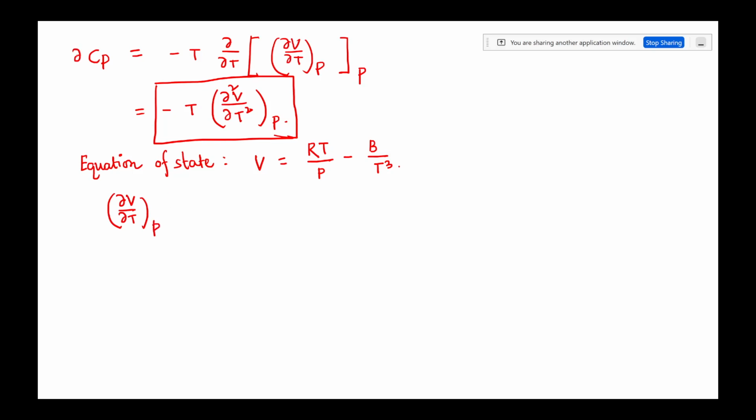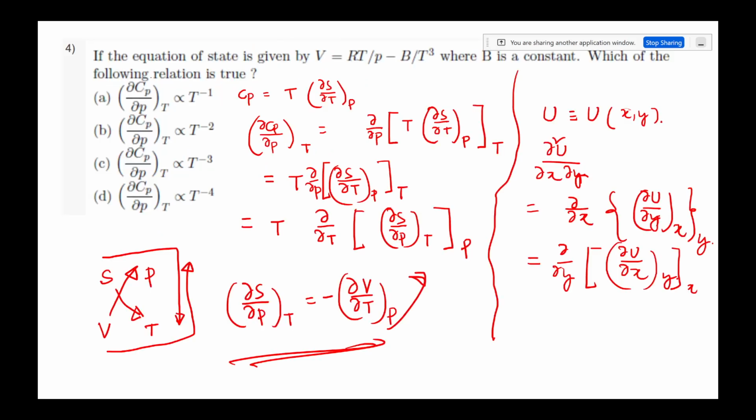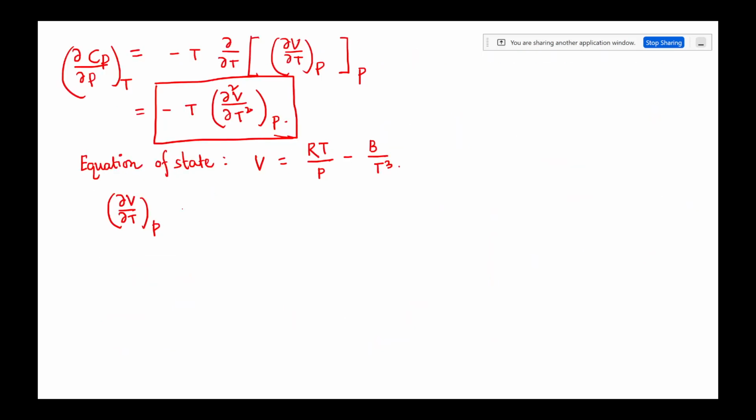This is del Cp del P at constant T. What is del V del T at P? I have to differentiate this expression keeping P fixed with respect to T. So this will be R by P, and for this term, this will be minus 3B T to the power 4, with one more minus sign, so this will be plus.